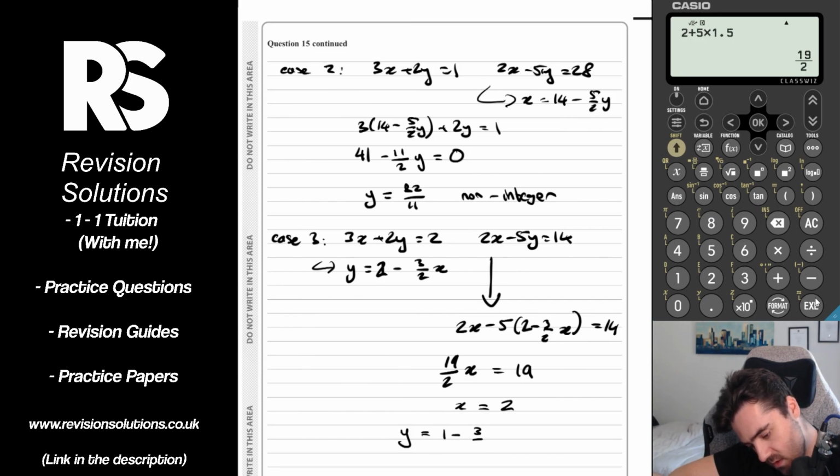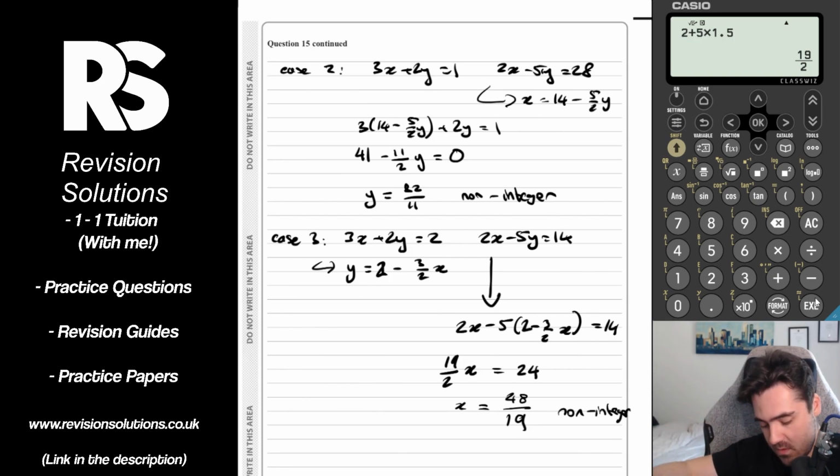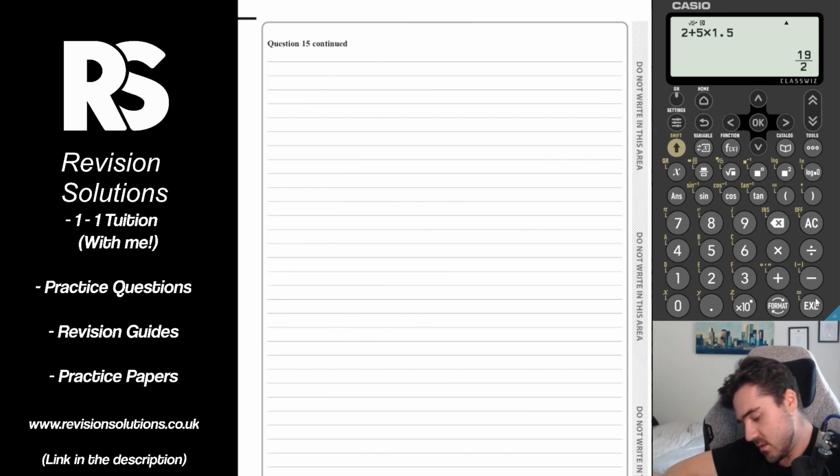which changes this to 14 plus a 10, which is 24. Let's get rid of this because this is wrong. So 24. So then we get 48 over 19, which is a non-integer. So that solves that case. 2 more cases to go.